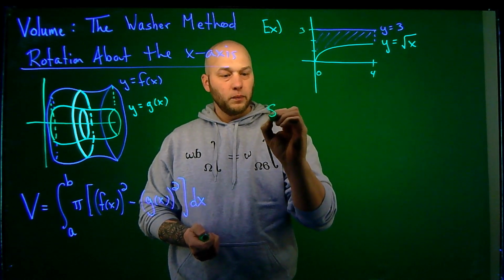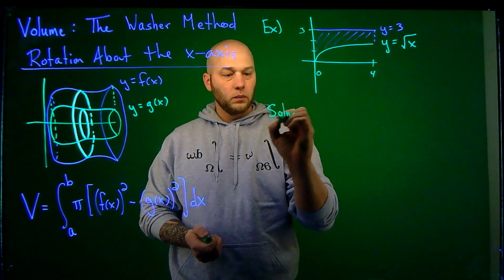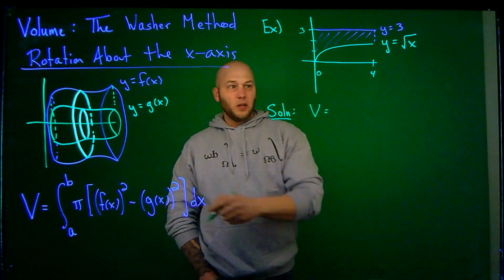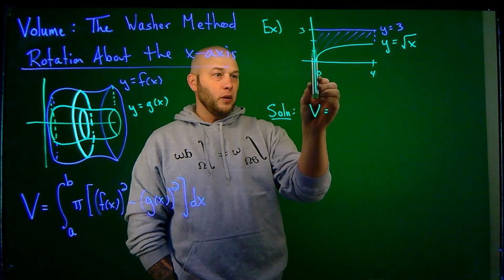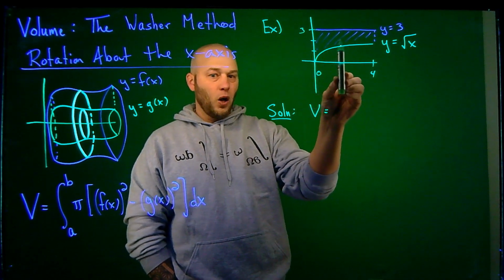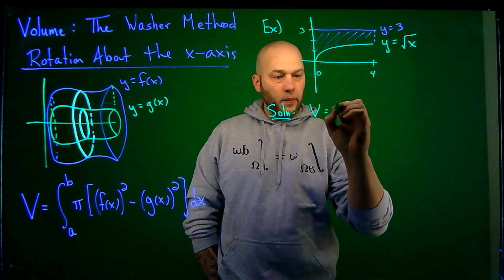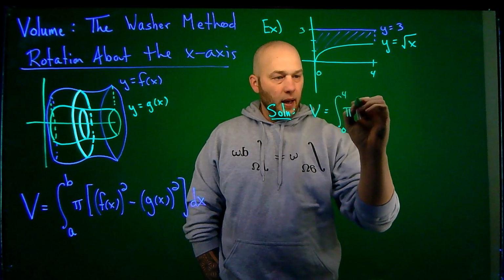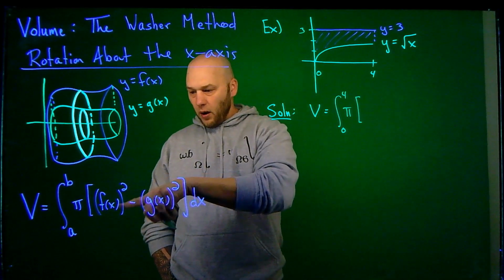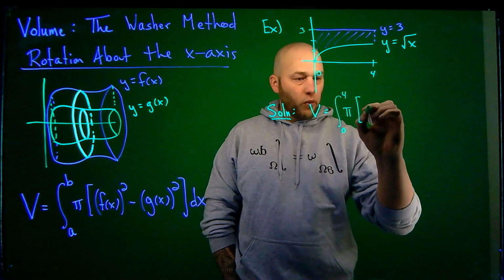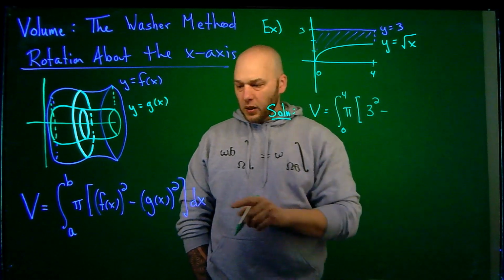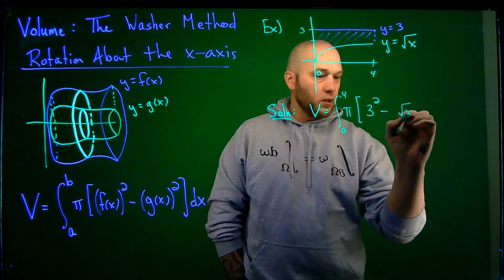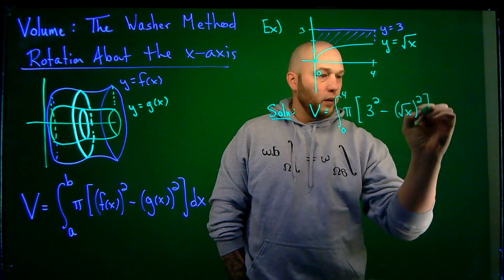So, solution. Volume is going to be, well, again, my limits of integration. Since I have a washer that starts at 0 and I have washers all the way up until 4, that gives me my limits of integration of 0 to 4. And then pi times the square of the upper function. So that would be 3 squared minus the square of the lower function, which would be, of course, root x squared.